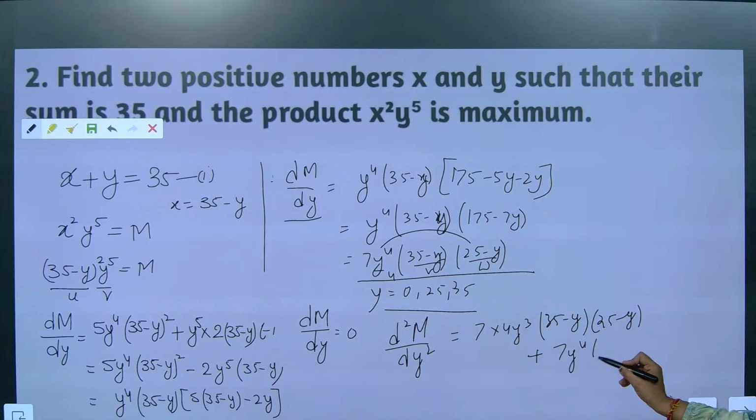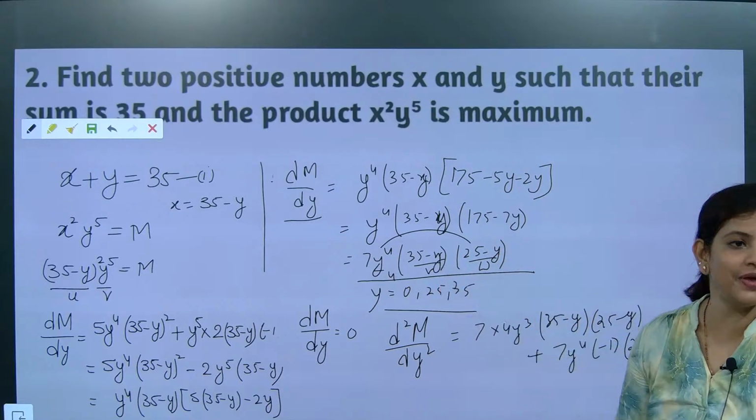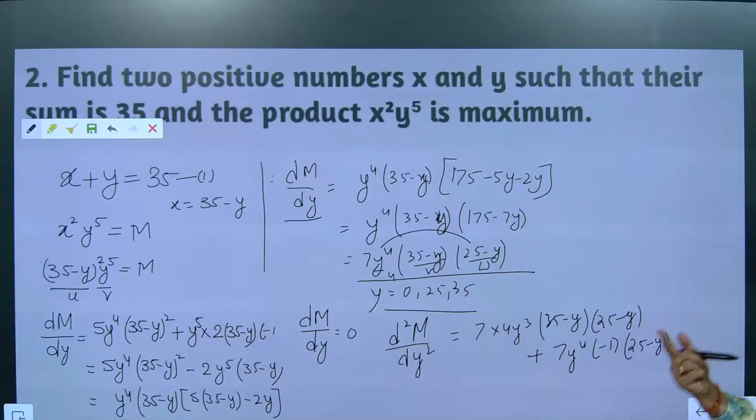So what answer will come? Minus 1. And here it is 25 minus y. Next time 25 minus y will be differentiated. These two will be left. This is the rule for differentiation. Understood? So here next time is 7y to the power 4, 35 minus y you leave it. This part will give you minus 1.